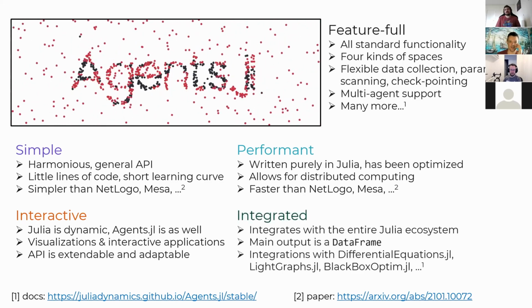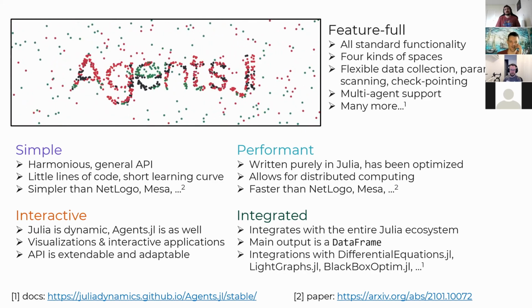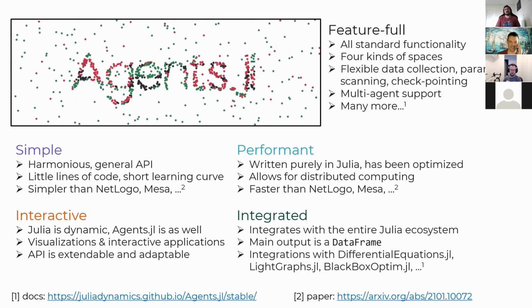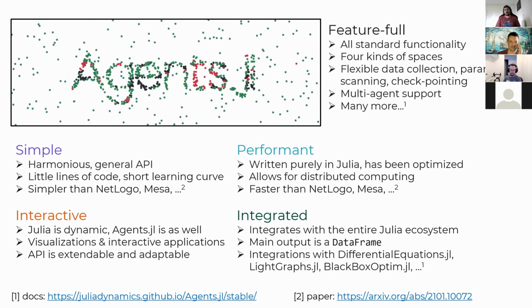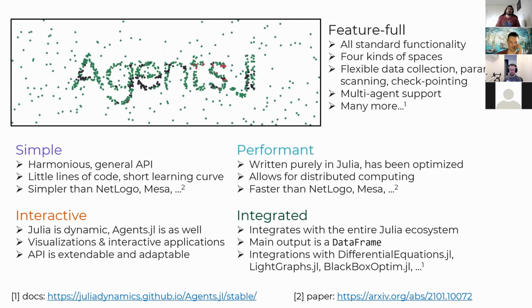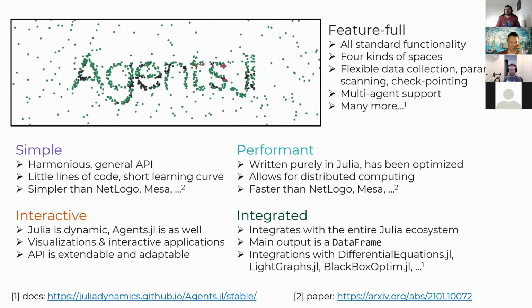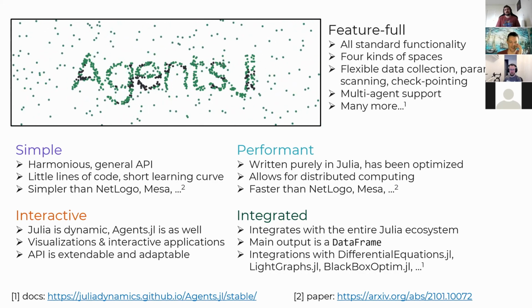And the fifth, let's say, central property that could be even one of the most relevant for you is that it is an integrated piece of software. It integrates with the entire Julia ecosystem. What does this mean? Well, for example, the main output of Agents.jl is a data frame, the data structure you just saw in Bogumil's section.